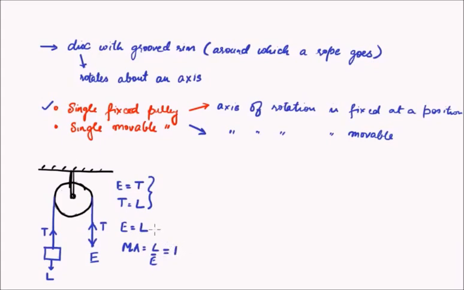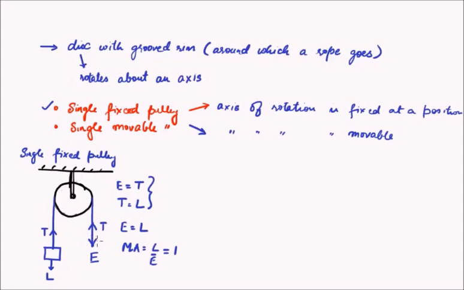So for a single fixed pulley, the mechanical advantage is 1. Now what will be the velocity ratio? Velocity ratio is defined as the distance moved by effort upon the distance moved by load.